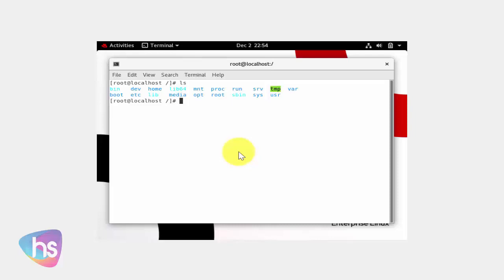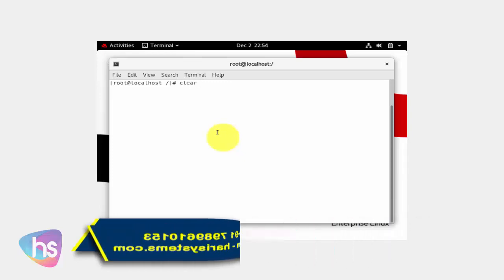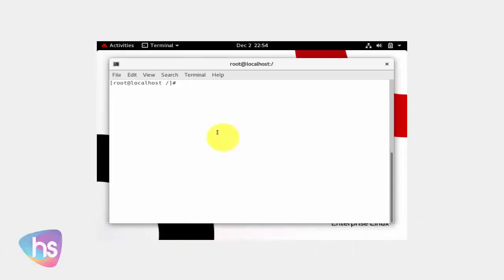Here you will see the prompt is indicating slash only. Clear the screen. By hitting clear, you will clear the screen. Now you will observe root at localhost, and the symbol is indicating hash. That slash is /, and the prompt is hash. In the sense, we are already logged in using the root credentials only.